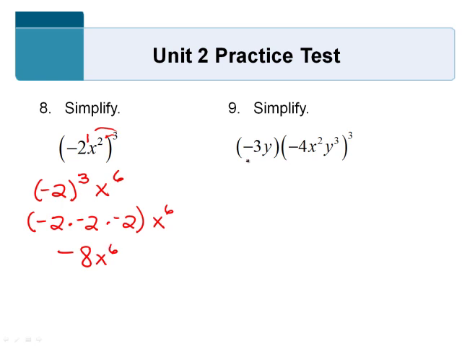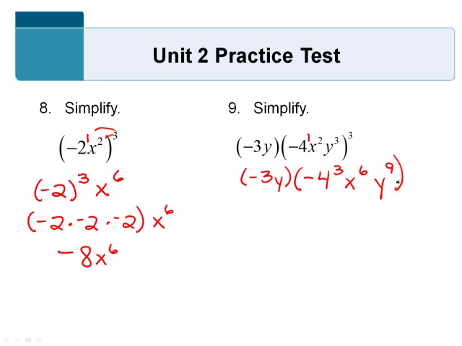Okay? Number 9. So here we have a multiplication, but we also have an exponent on the outside there, that 3. So we have to distribute that 3 to all the exponents inside the second parentheses first. So right now we're just going to bring down negative 3y. We're not messing with it. And if I distribute the outside 3 to all the exponents on the inside, we're going to have negative 4 to the third, x to the 6, and y, 3 times 3, would be 9.